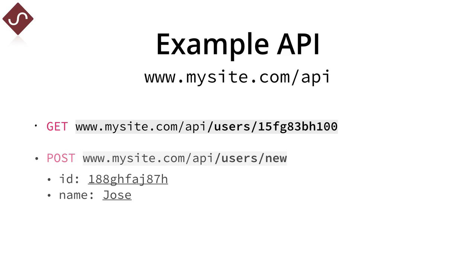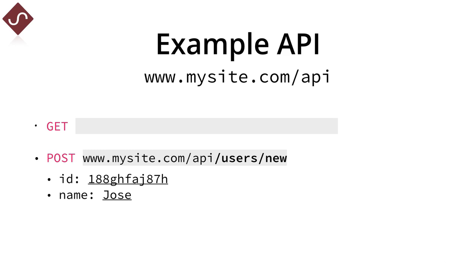Another example would be a post request. In this post request, we've got www.mysite.com/API, and then the endpoint is /users/new. If we access this endpoint with a post as opposed to a get, we're telling the API that we want to add some data to the database.